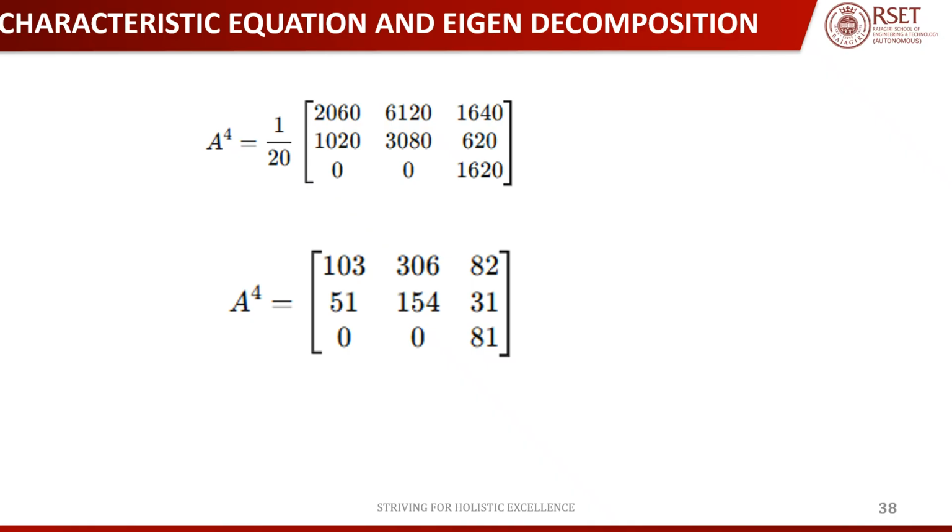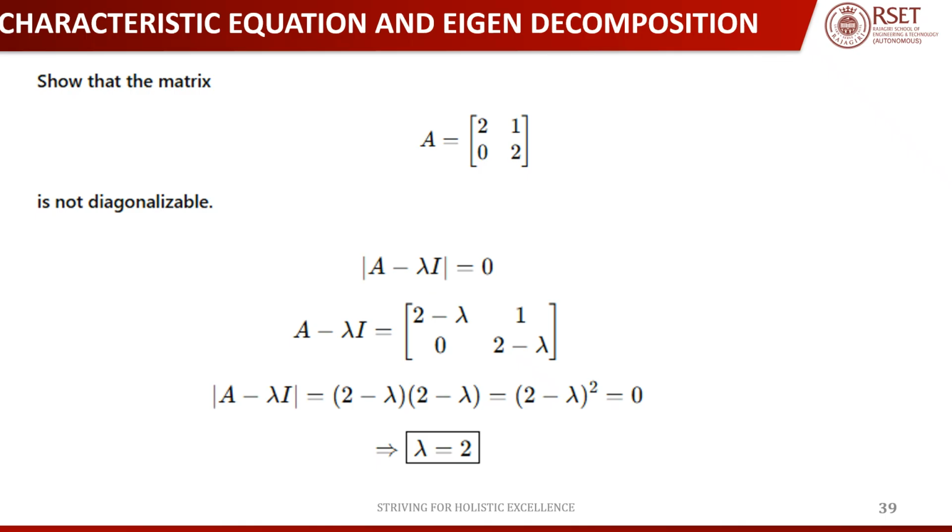In fact, if you try to find A square directly, it would be a more complicated matrix, and then going to A raised to 4 would again be complicated. But since you know P and P inverse, this is an easy method to find the power of A raised to 4. Now let's try another matrix.